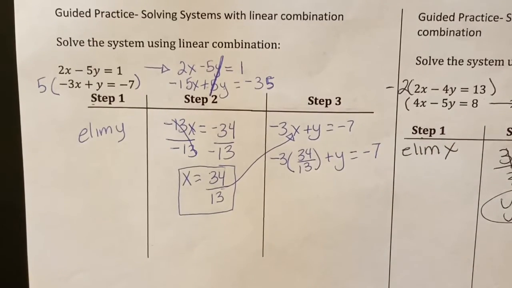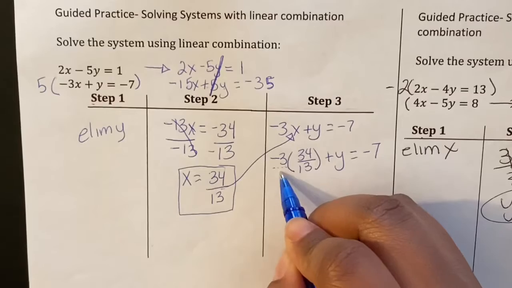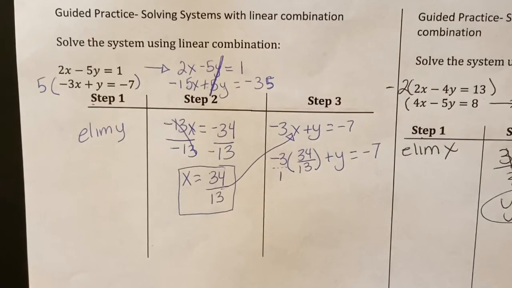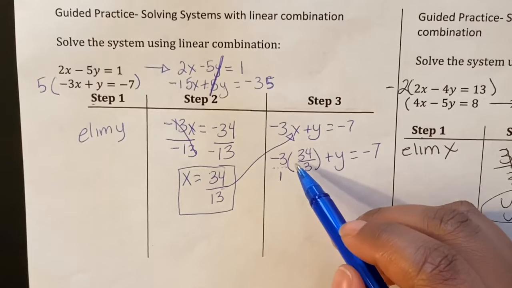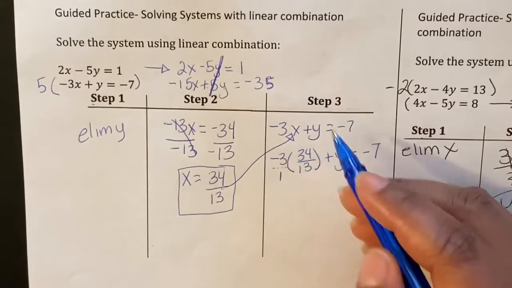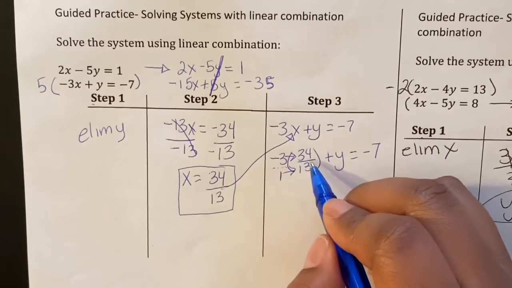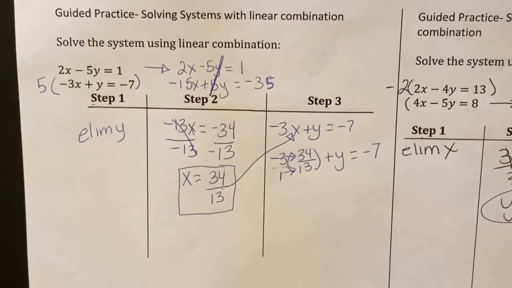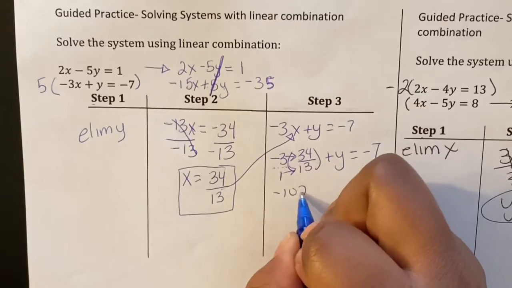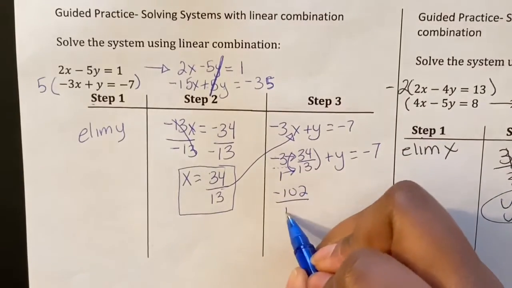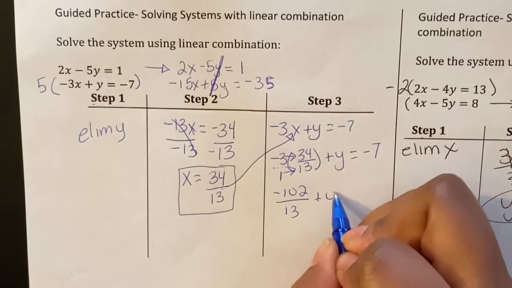This requires us to know or remember our rules of fractions. When you're multiplying with fractions, remember this negative 3 basically has a 1 over underneath of it. Every number has a 1 underneath of it. So when I'm multiplying, I multiply across. Negative 3 times 34 is a negative 102. And 1 times 13 is 13. Plus y equals negative 7.